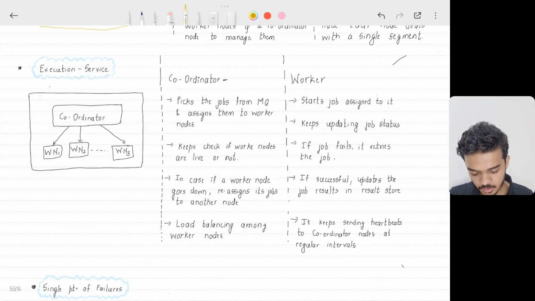Now let's look at the execution service. Similar to the scheduling service, the execution service also cannot handle multiple jobs at the same time, right? So in the execution service also we will have a coordinator node, and we'll have multiple worker nodes. This we had already discussed, that we'll need multiple worker nodes on which the jobs are going to be scheduled, because there are lots of jobs. Okay, so let's discuss the responsibilities of the coordinator node and worker nodes in the execution service.